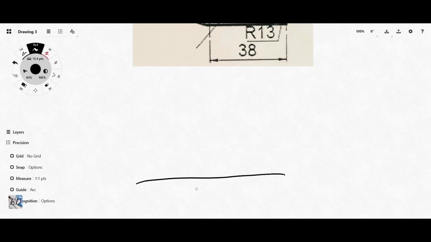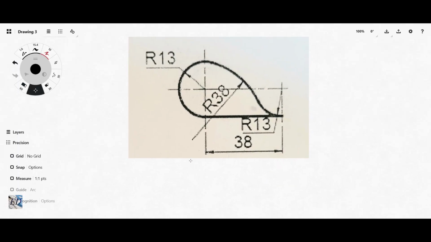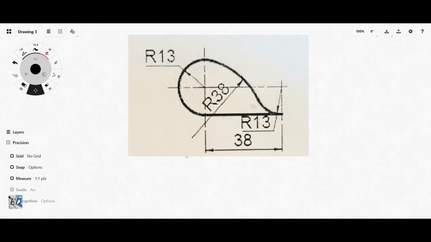We have a straight line of 38 millimeters, and then the next thing would be either of the circles that touches the line at exactly 1 point.